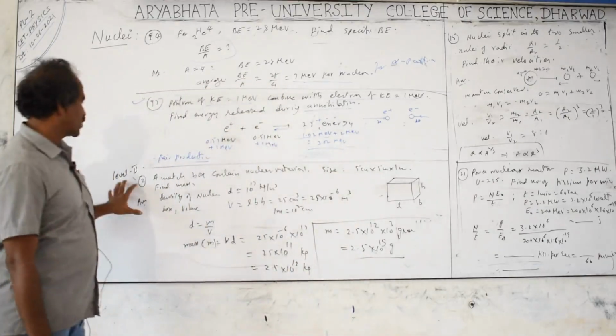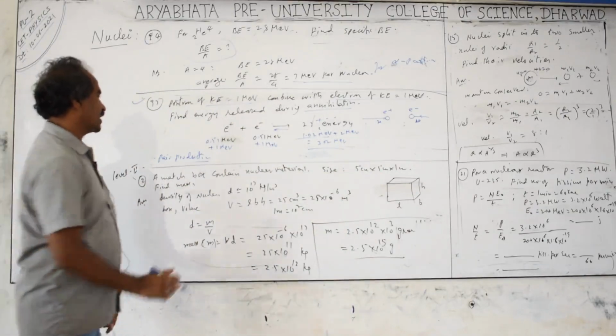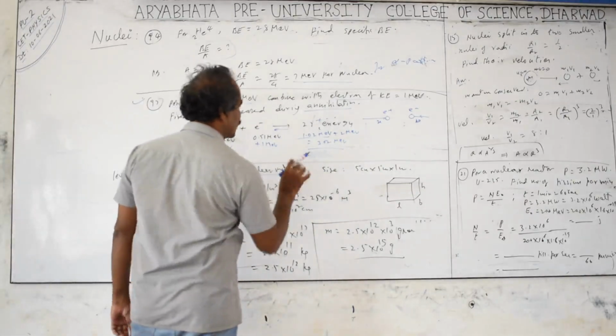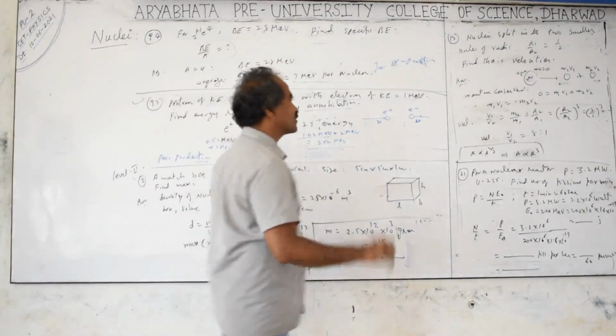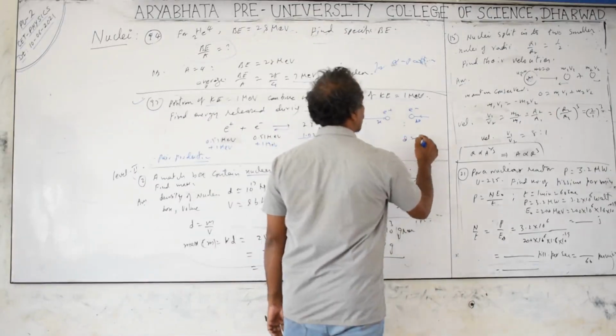Next, level 2 problems. A matchbox contains nuclear material, meaning only nuclei you are keeping. Nuclear density is very high, but atom density is very low. Why? Because density is nothing but mass by volume.